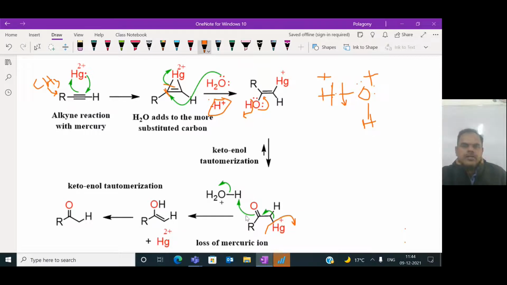The ketone form accepts a proton from the acidic medium, changes again into the alcohol form, and loses the proton, giving the ketone form again. This is what we call keto-enol tautomerism.